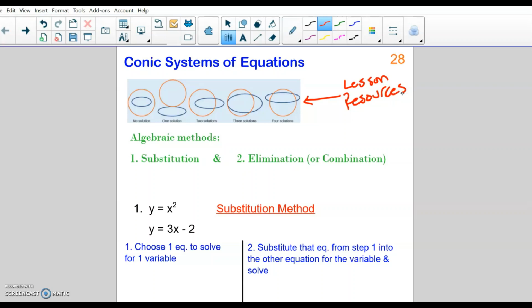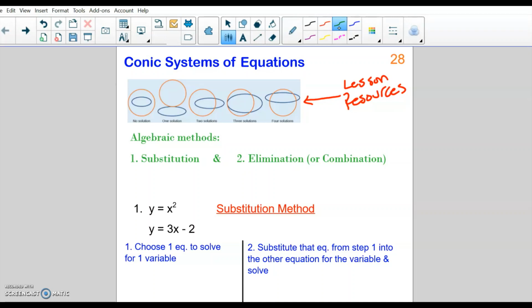So a system of equations is where two equations intersect each other. Visually, when you see the diagram on this page, you'll notice that there are 5 different ways that conics can intersect each other. Here we show a circle and an ellipse. And remember that the answer to the system of equations is an ordered pair, or it could be more than one ordered pair, okay? So they're points. So the question really is, where do these conics intersect each other?